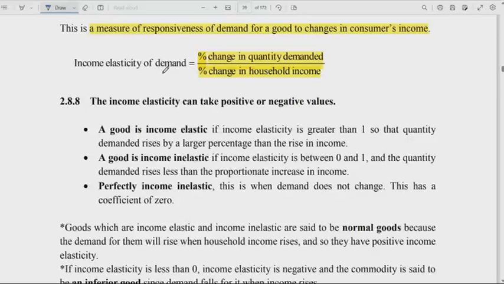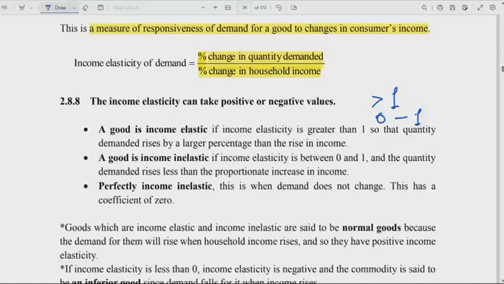So a good is income elastic if the income elasticity is greater than 1, so that the quantity demanded rises by a larger percentage than the rise in the income. So this item is income elastic if your answer is greater than 1, positive or negative, but greater than 1. A good is inelastic if it is between 0 and 1.